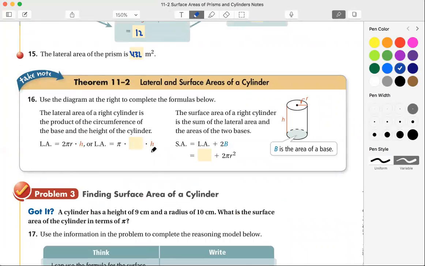Now for a cylinder. The lateral area of a right cylinder is the product of the circumference, which is the same thing as the perimeter of the base, and the height of the cylinder. So lateral area is 2 pi r h, or lateral area is pi times d times h. The surface area of a right cylinder is the sum of the lateral area and the areas of the 2 bases. So it's pi d h plus 2 pi r squared, or you can also write 2 pi r h plus 2 pi r squared.